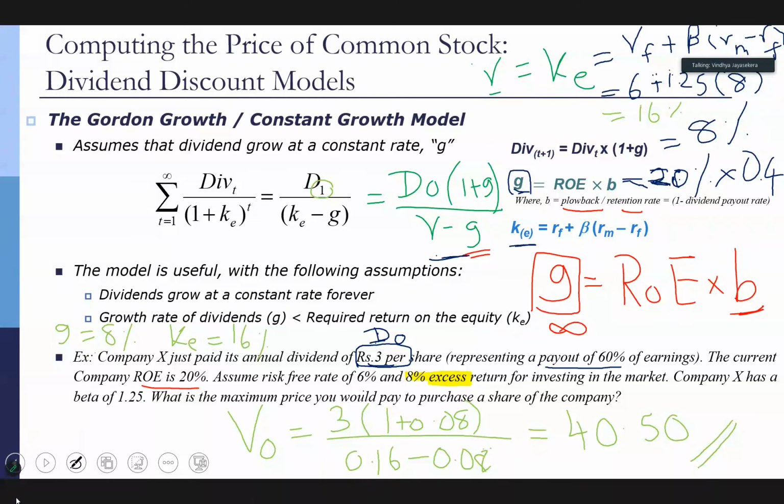Right. So what does it mean? This says that if I pay a continuously growing dividend that grows forever at a constant rate, the maximum price I'm willing to pay for this company is 40.5 rupees. The maximum price, remember? That's an easy example.